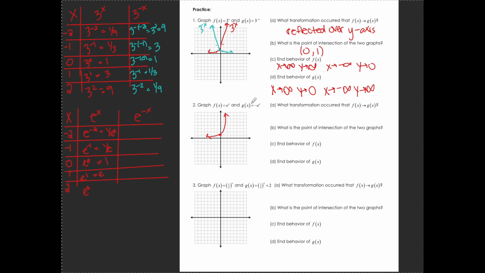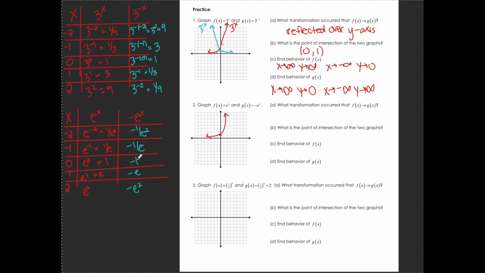Oops, and this is wrong. This should be negative e to the x, right, guys? Let's go back and fix that. So when I fill in that table of values, I'm really just negating all of these values. So it's going to be negative 1 over e squared, negative 1 over e, negative 1, negative e, and negative e squared.